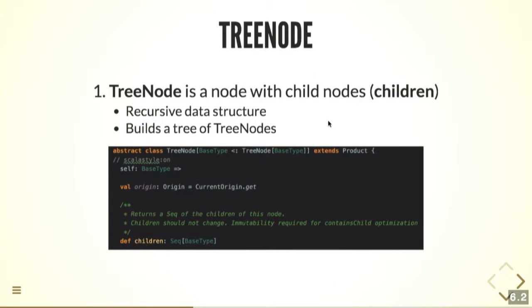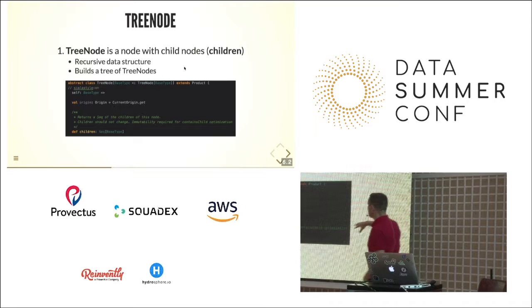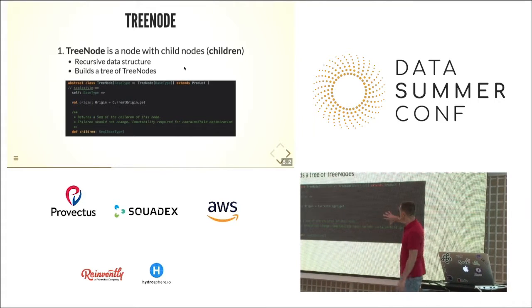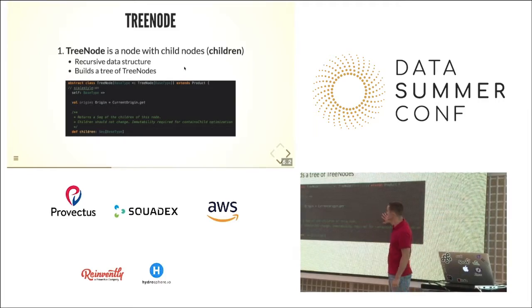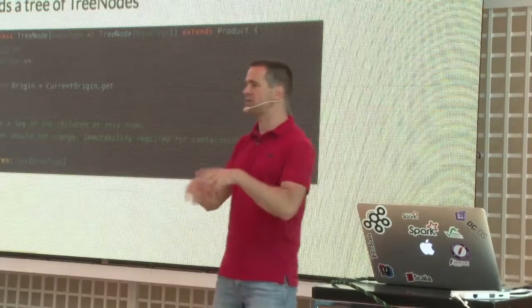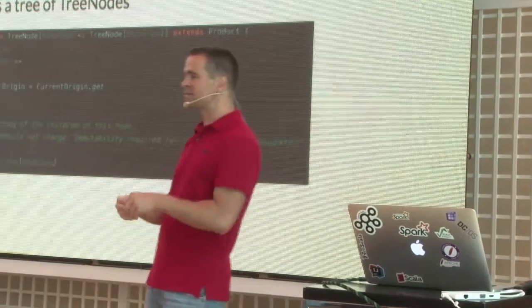Okay, so we've got TreeNode. Oh, I apologize for this. So if you look at these slides, they are already published on my GitHub. So when you look at this slide, you see the code of TreeNode. And TreeNode is an abstract class to represent something generic.